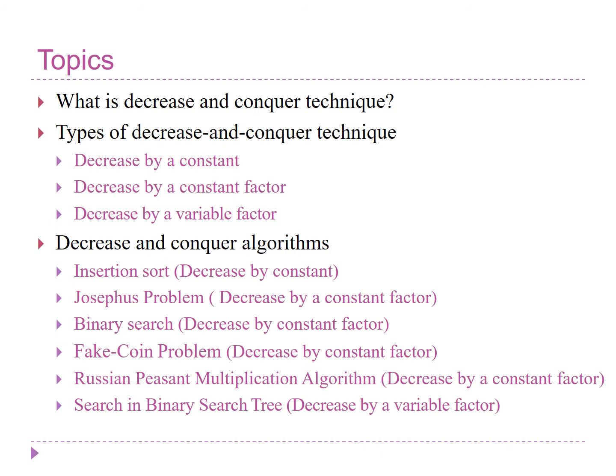The topics of discussion in this presentation will be what is a decrease and conquer technique, the types of decrease and conquer technique, which are the decrease by a constant factor, and decrease by a variable factor. Some examples of decrease and conquer algorithms, which are the insertion sort, the Josephus problem, the binary search, the fake coin problem, the Russian peasant multiplication algorithm, and the search in the binary search tree.